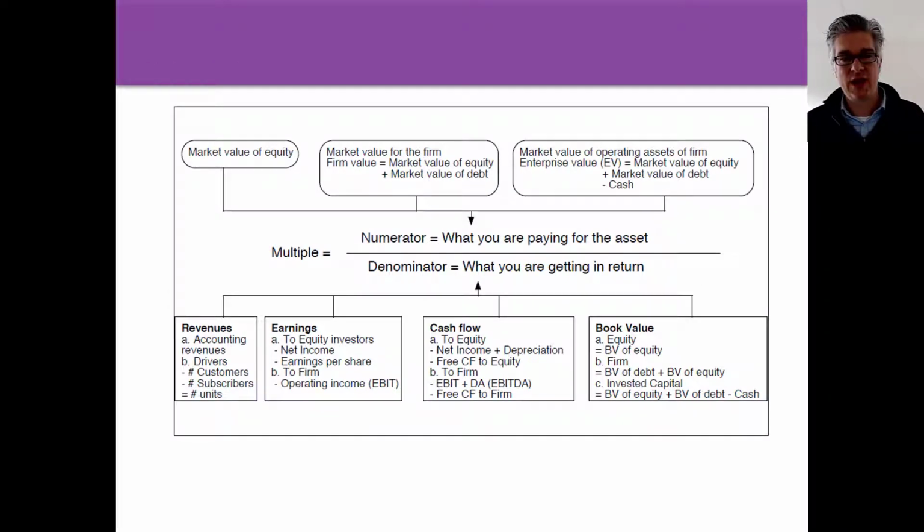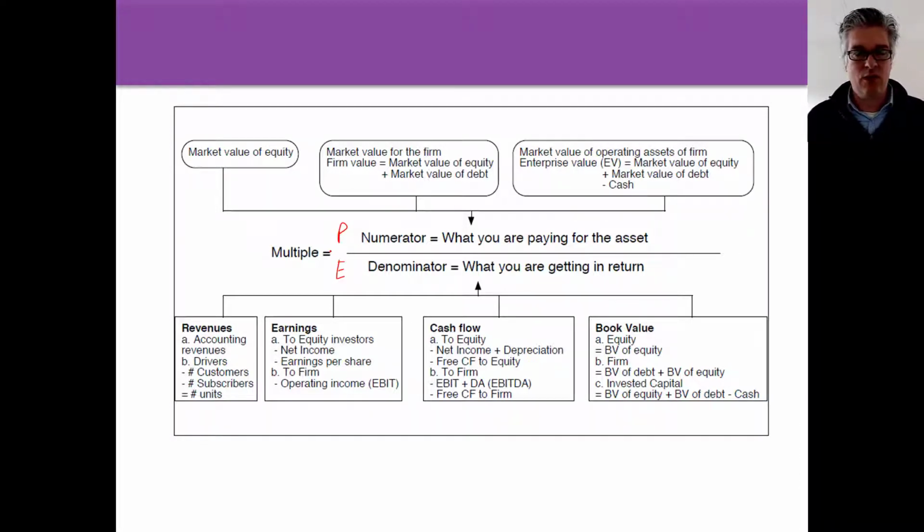A multiple usually has in the numerator what you're paying for the asset, in the denominator what you're getting in return. Like for instance, one multiple that's used a lot is the price earnings ratio. So price is what you're paying for a certain stock. Earnings is, hey, what is the net income that I'm receiving out of this stock? So what am I paying for the net income that I'm receiving?